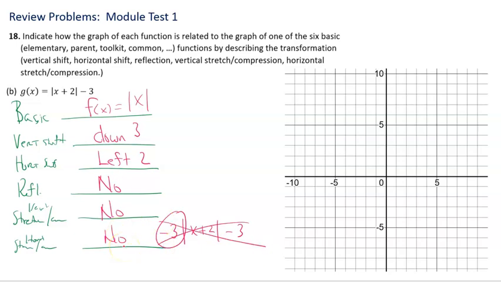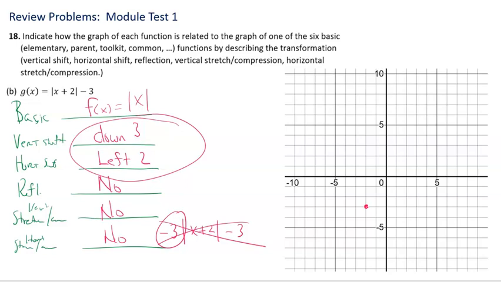Now, I want a graph. And to graph your first point, this is what you're paying attention to. You want to do your left, right, up, and down stuff. So you go to 0, 0, right in the middle, and we move left 2 and down 3. That means that's going to be my V. The bottom of my V, or the top of my V if there was a reflection. But there is no reflection, so it's the bottom of my V.